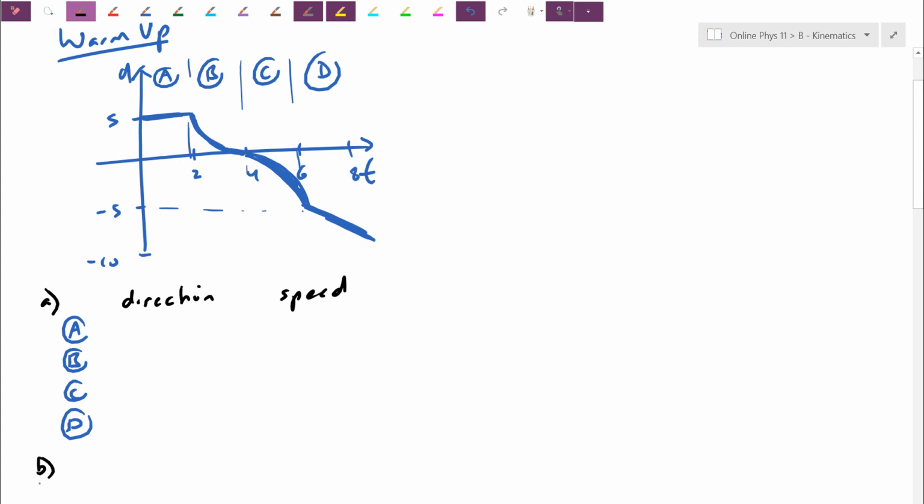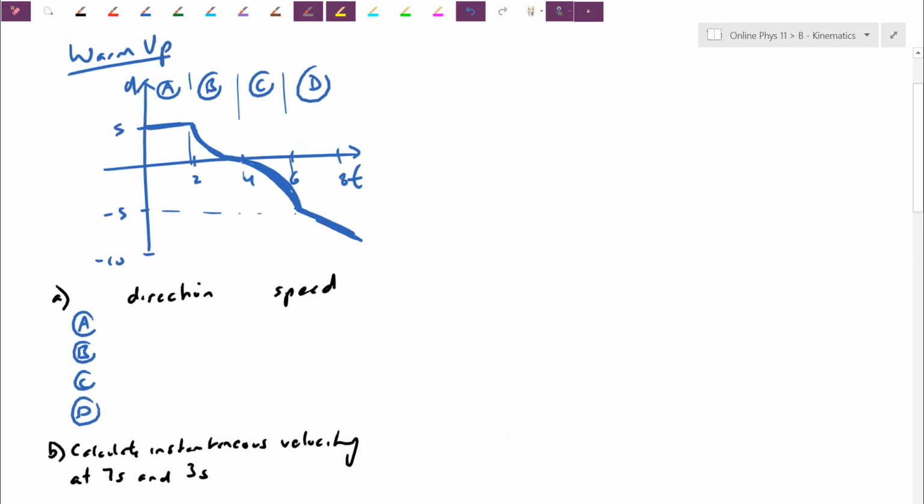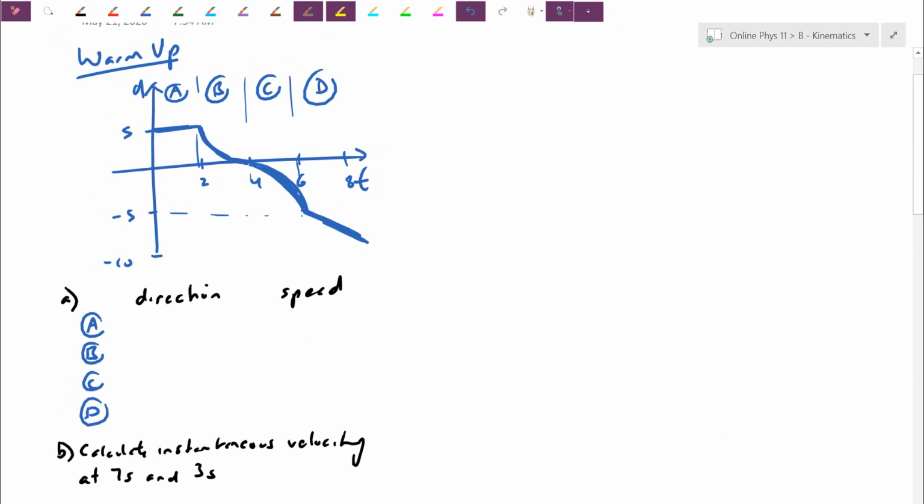And then a follow-up question here, let's say that's part A. Part B of the question here, I want you to calculate the instantaneous velocity. Calculate the instantaneous velocity at 7 seconds and at 3 seconds. Right? So that's a practice of your position time graph.